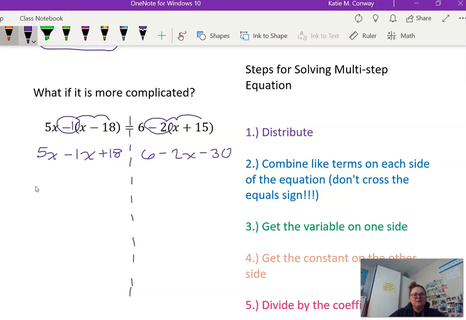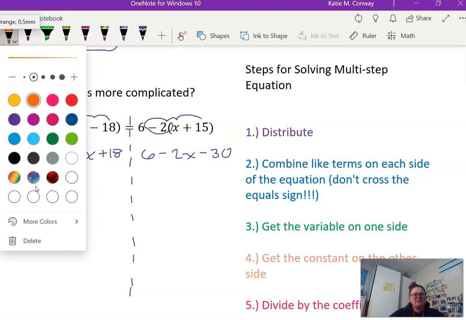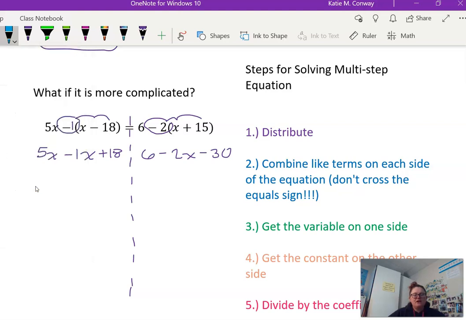Again, the important part is to make sure that when you're combining like terms, you're doing it on one side of the equation at a time. So we can combine on the left side and we can combine on the right side, but we can't combine across the equal sign. So we're going to combine 5x and minus 1x, which is 4x, plus equals. Then here we don't have any other x's, so I'm going to put -2x first just because I like to have my x's before my constants.